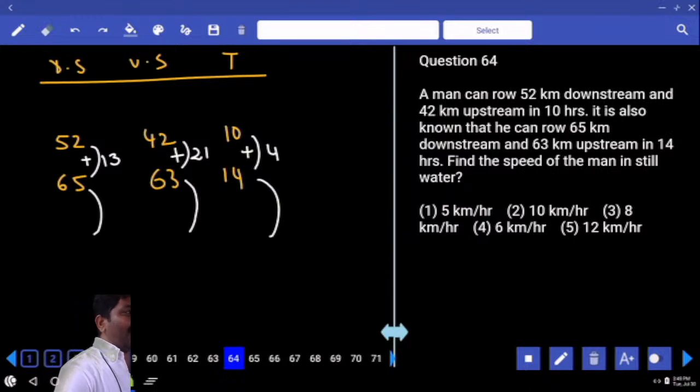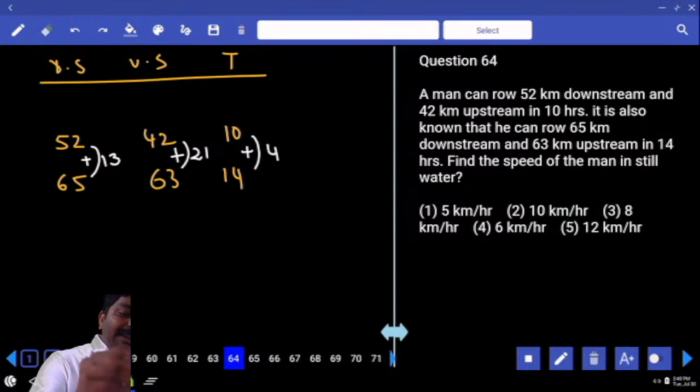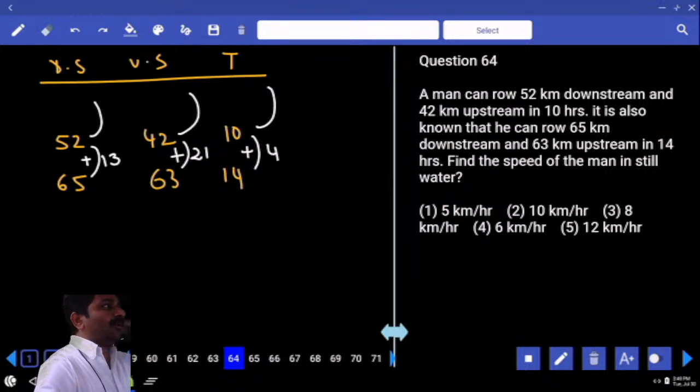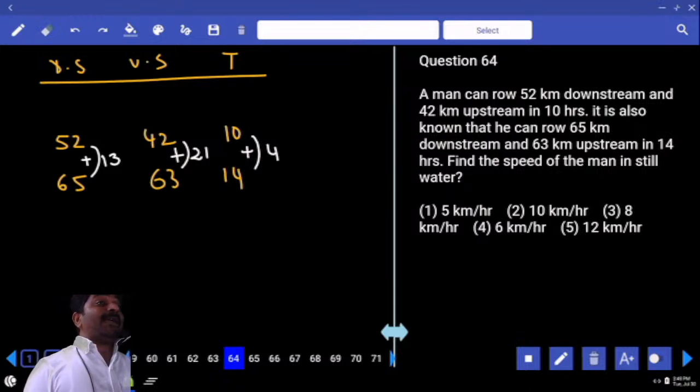When you add the same distances, you should add the same time. Agreed or not? At the same time, if you subtract 13 kilometers from 52, and subtract 21 kilometers from 42, you have to subtract 4 hours from 10 hours. The same thing will happen. So either you can add or subtract, whatever you want. But my ultimate aim is to make either the distance covered in downstream or in upstream 0.